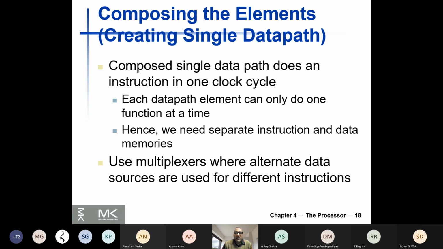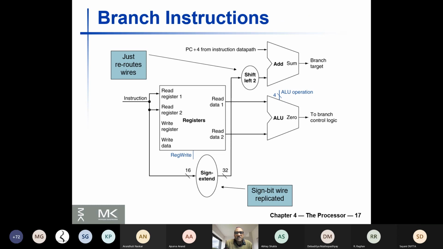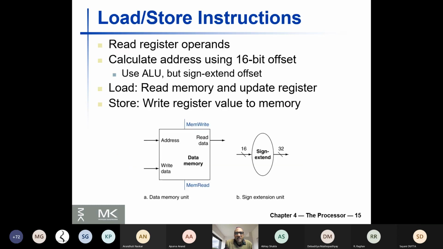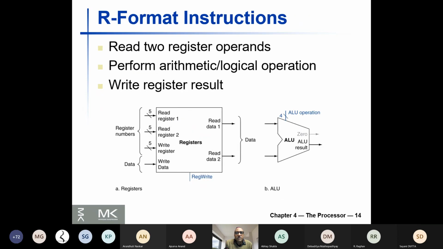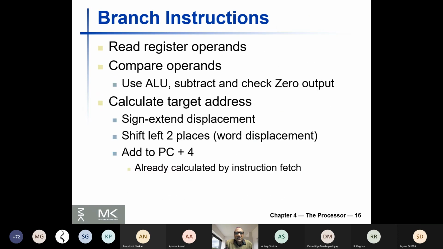Specifically for R type instructions, what the data path looks like. In case of load and store instructions, how the data path looks. In case of branch instructions, how the data path looks. So likewise we went through that. For example, this is for branch instructions, and these are the components required for load and store in addition to the R type. These are the various things we discussed in the last class.